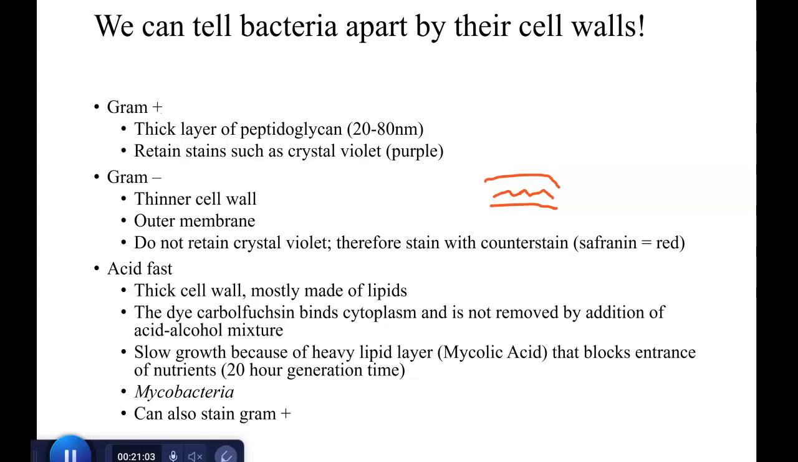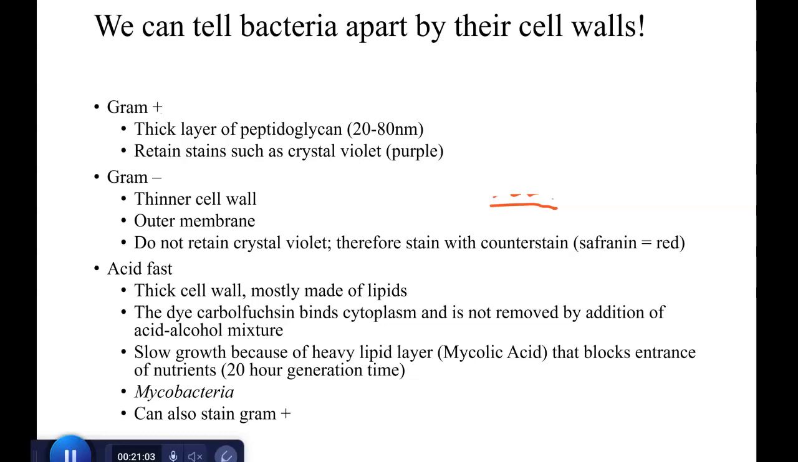What happens in the staining procedure is that we add the primary stain, then the mordant, which is the iodine, so that we can get this complex to stick to gram-positive cells. But then we also go through a really critical step, which is called the decolorizing step. In that decolorizing step, we use alcohol, and it basically wipes away this outer membrane and strips out that crystal violet.